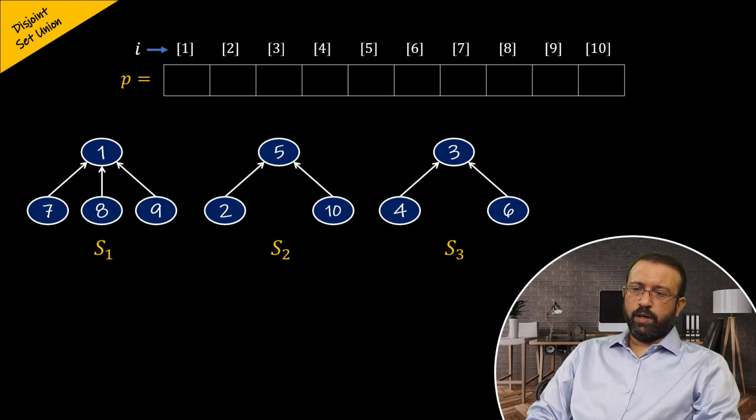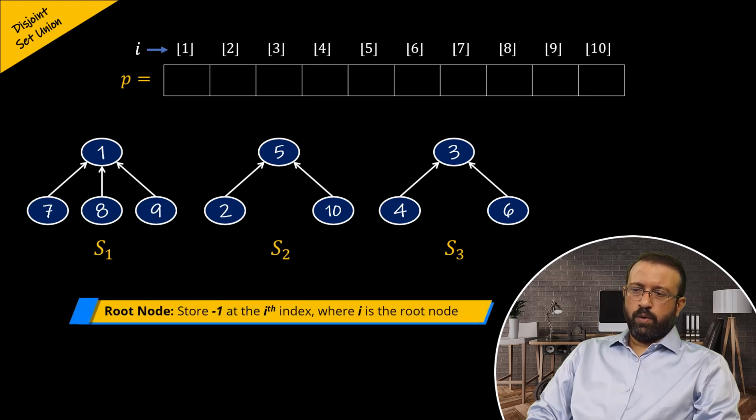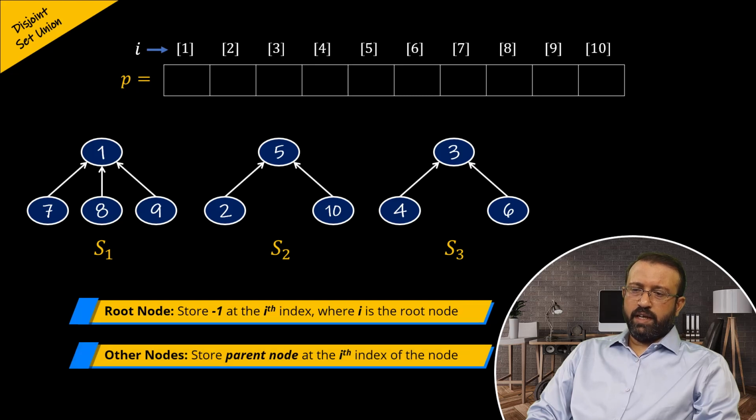Now, when we have array P, let us look at how the disjoint sets are stored in array P. If the node is a root node, then we will store -1 at the ith index of the array, where I is the element in the root node. If the node is any other node and not a root node, then we will store the element in the parent node at the ith index of the array, where I is the element in the node.